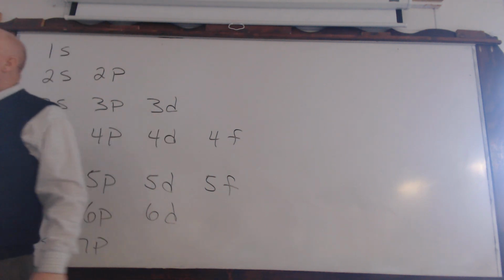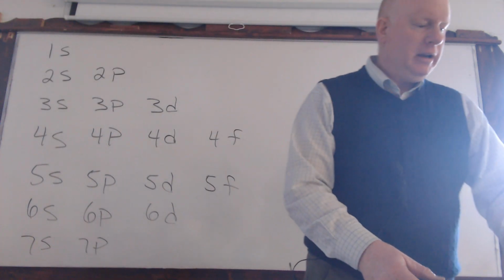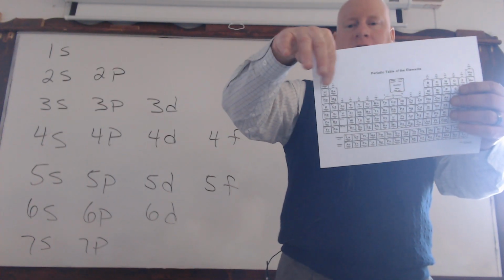Okay, so how many columns are in the S block? 1. How many columns are in the S block? 2. Okay. How many columns are in the P block? 6. How many columns are in the D block? 10. And how many columns are in the F block? 14. Okay? So the S block is these two right here. Okay? S block, columns 1 and 2.